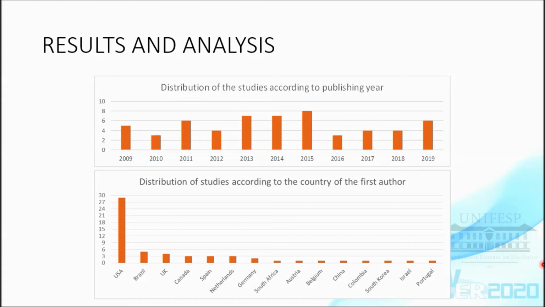And considering the country of the first author, as expected, the country with more publications was USA with 29 studies, that is more than half of the total. And in second, we got Brazil with 5 papers. Then in third, we've got United Kingdom with 4 papers. And USA was expected as the most publisher considering the databases in which we selected the studies. But Brazil in second place came as a surprise for us.